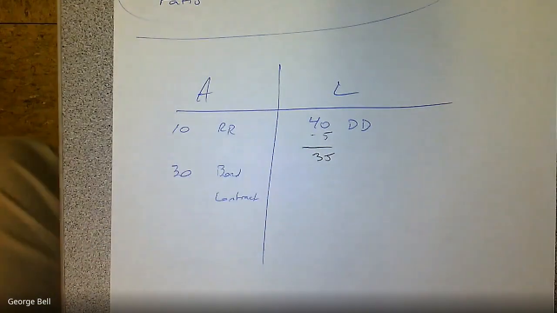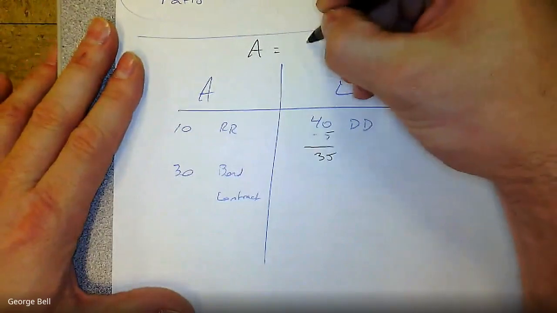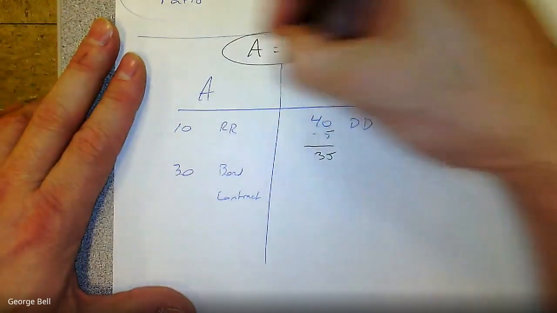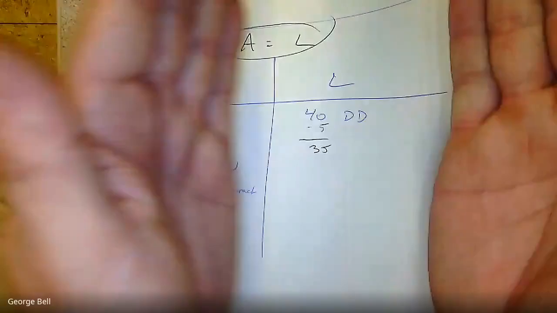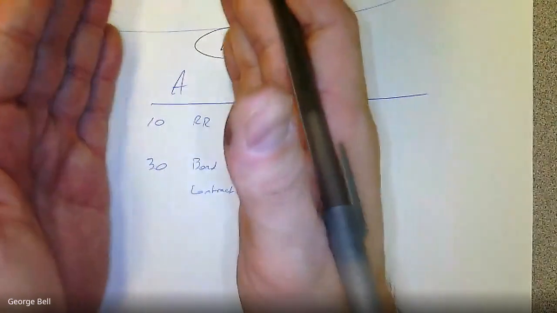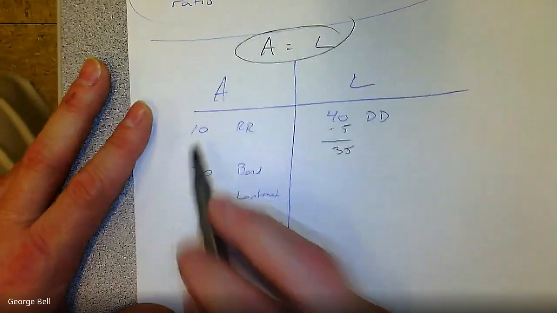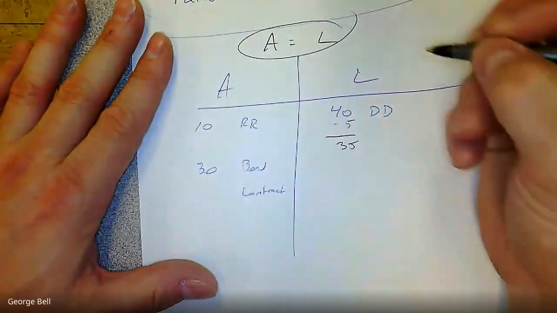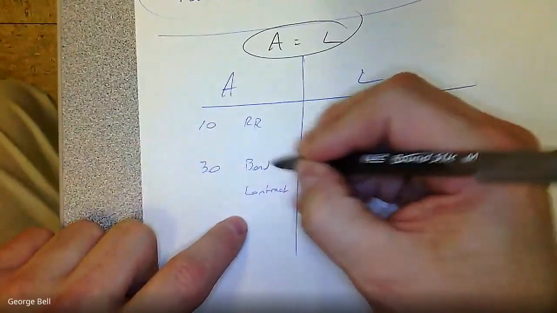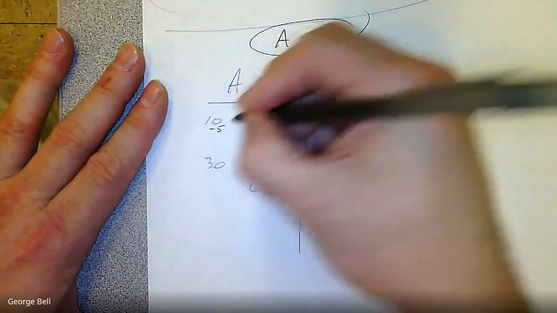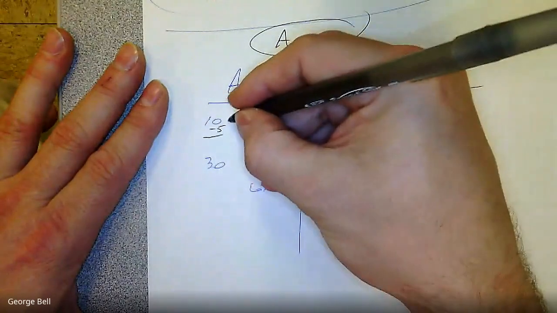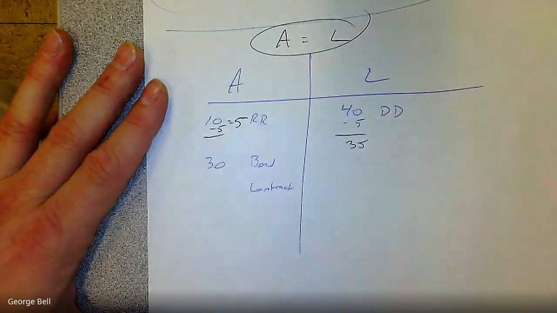Now, see, here's the trick of a balance sheet. The assets must always equal the liabilities. And now 35 no longer equals 40. So if we subtract on one side, we have to subtract on the other. And in this instance, then we have to pull the money from our required reserves. And so because you can't go into the bond, that's a contract. It can't be changed. So we're going to subtract that 5 there, meaning that this bank now has 5 in required reserves. So now 35 does equal 35.